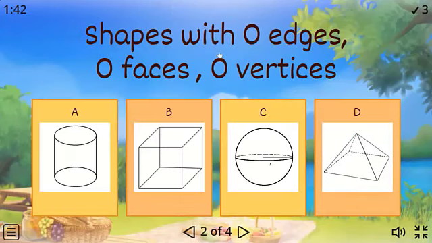Shapes with 0 edges, 0 faces and 0 vertices. Which shape or shapes here have 0 edges, 0 faces and 0 vertices?